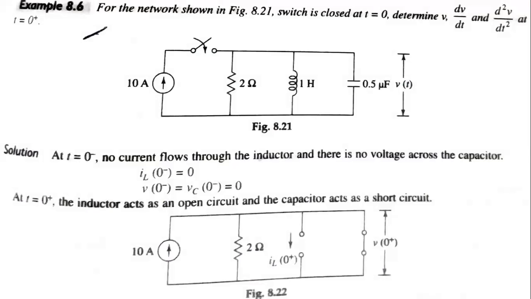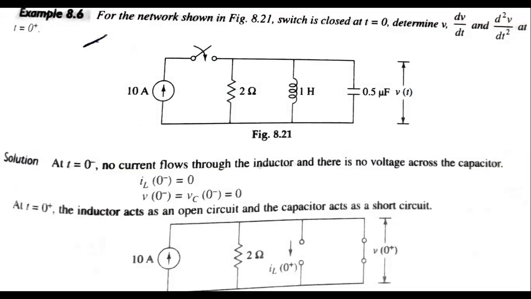So what is that case? For the circuit shown below, the switch is closed at t = 0. Determine v, dv/dt and d²v/dt² at t = 0+. In all the cases, the same similarity will be there. At t = 0, t = 0-, you need to find all the calculations when t = 0+ or t > 0. So in a simple way, I'm telling you the statement is common throughout all the cases.